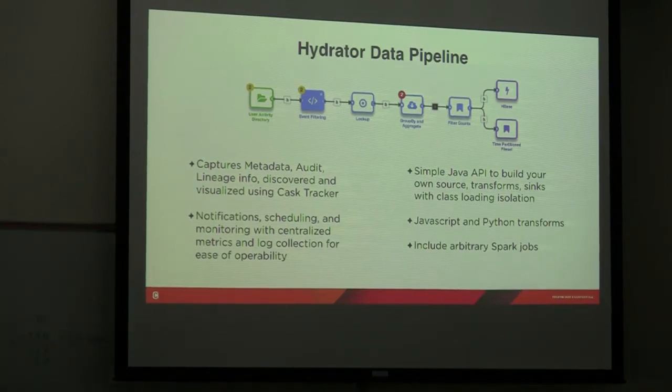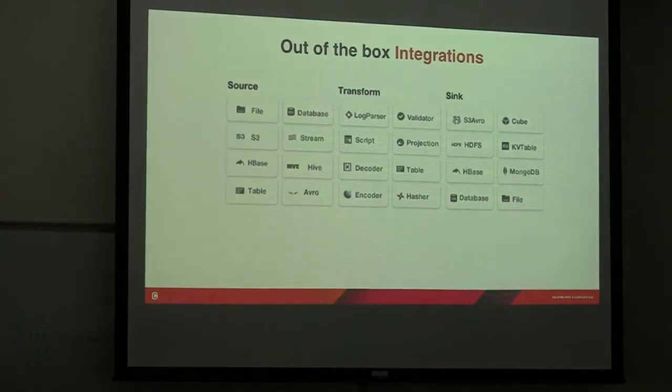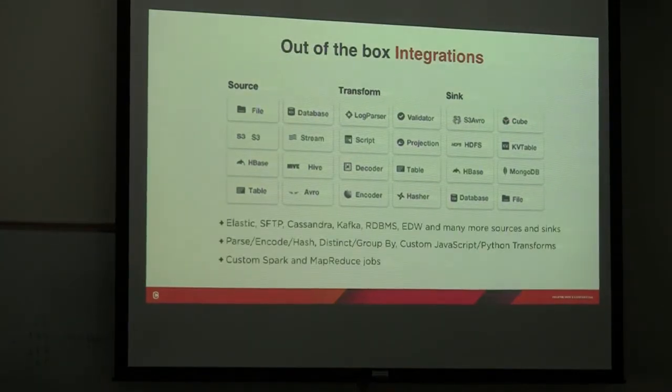In the latest version, you can also include arbitrary Spark jobs. So you can write your own Spark job, and you put this small little Hydrator class wrapper around it, either Spark in Java or Scala, and then include those also in your DAG. And that's kind of some of the cooler stuff about Hydrator.